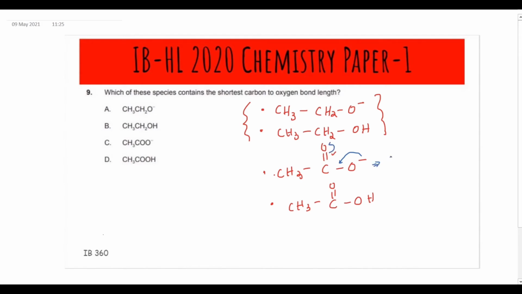Okay. So what happens is we have a resonance stabilized structure. Okay, so this bond is not exactly a double bond, this bond is not exactly a single bond. Both of the bonds are somewhere in between a double bond and a single bond due to this conjugation. But in the last compound, we see that there is no conjugation here. Okay, so this bond is definitely a double bond and this is definitely a single bond. So as it is a definite double bond, I can say that this bond length would be the shortest. So option D is the correct answer.